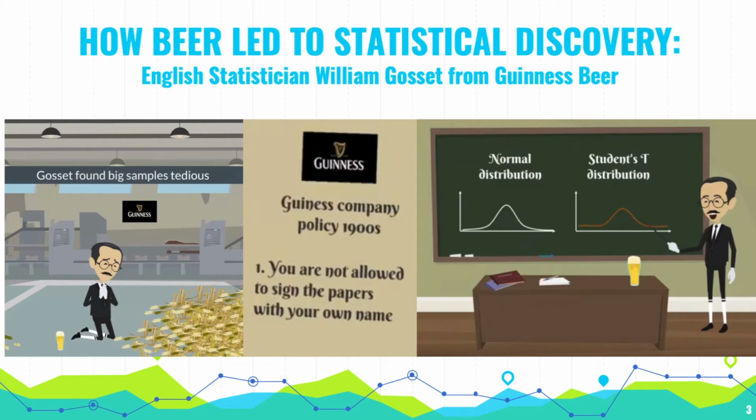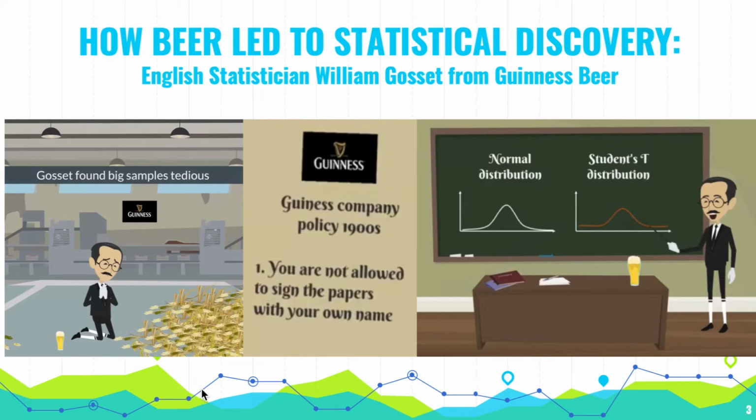English statistician William Gossett from Guinness Beer was the one that invented what we call the Student's t-distribution. And we use the Student's t-distribution when we aren't aware of the population standard deviation, but we want to calculate a confidence interval. I'm going to link the video that explains this in more detail. I definitely want you to watch it for review.